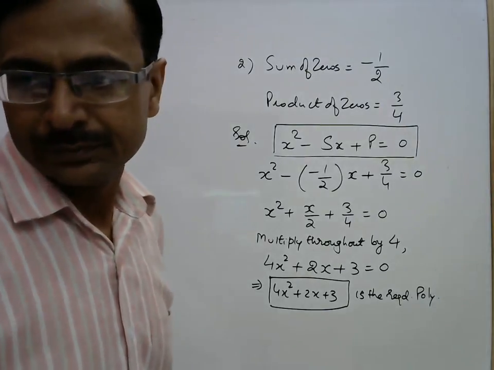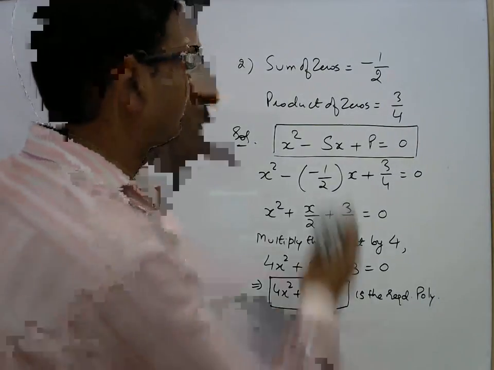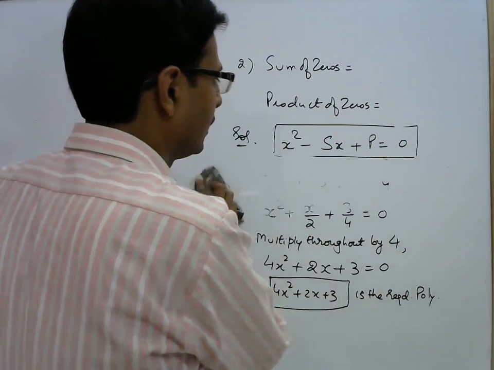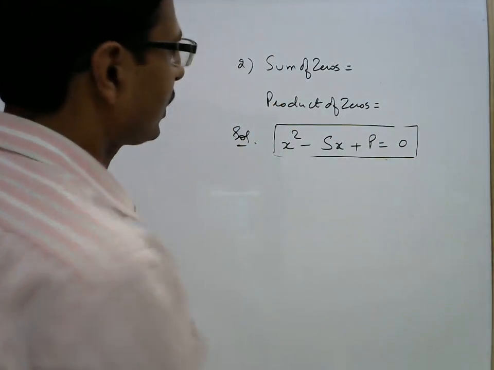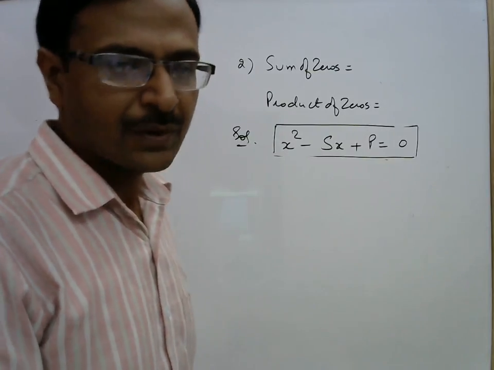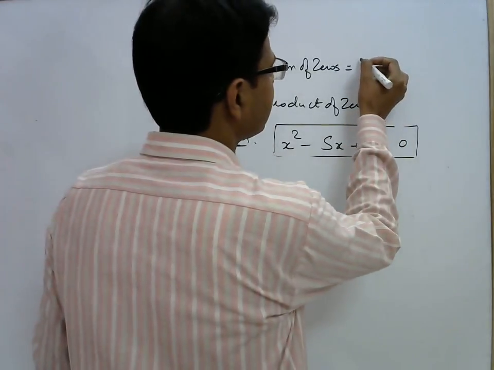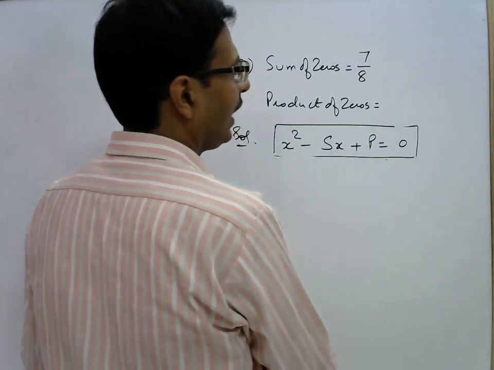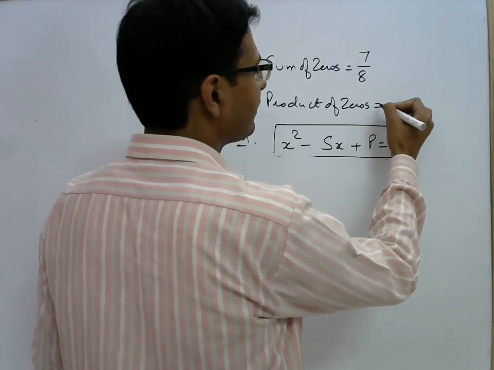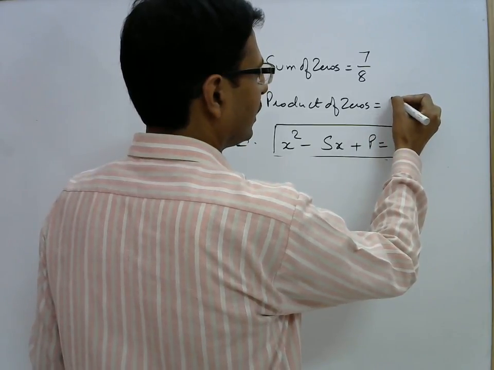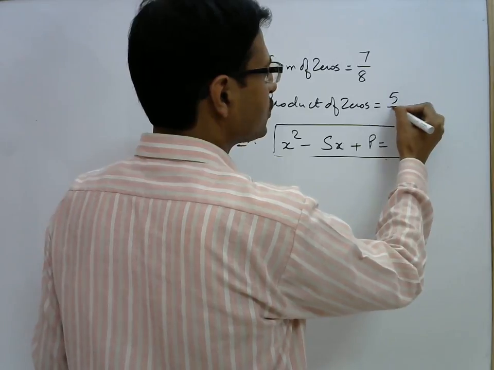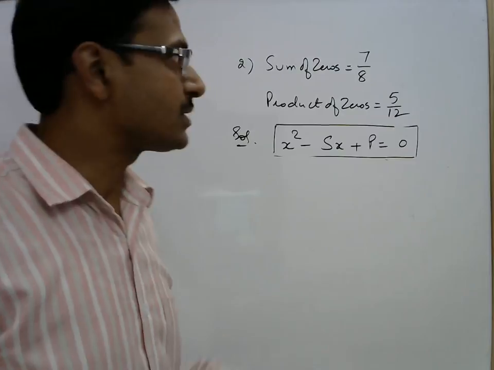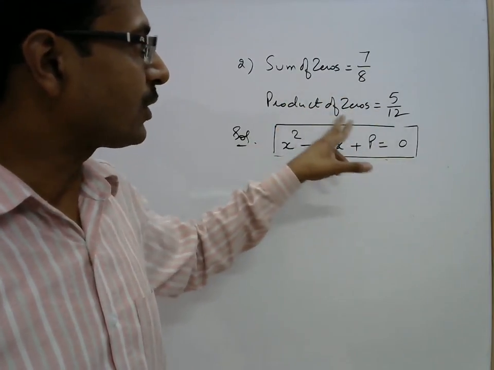Okay, now let us have one question. Now the sum of zeros and product of zeros I am changing, and you will start your answer from this step. Now the sum of zeros is given as 7 upon 8, and the product of zeros is given as 5 upon 12. Now let me know what is the quadratic polynomial. Sum of zeros is 7 by 8 and product of zeros is 5 by 12. This is for you viewers.